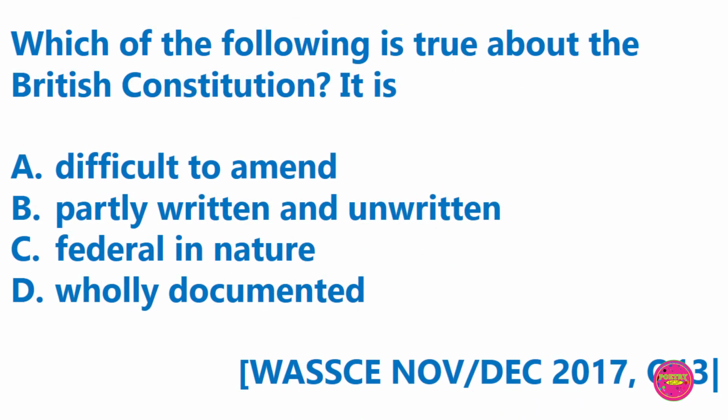Which of the following is true about the British Constitution? It is A. Difficult to amend, B. Partly written and unwritten, C. Federal in nature, D. Wholly documented. The correct answer to this question is B. Partly written and unwritten.